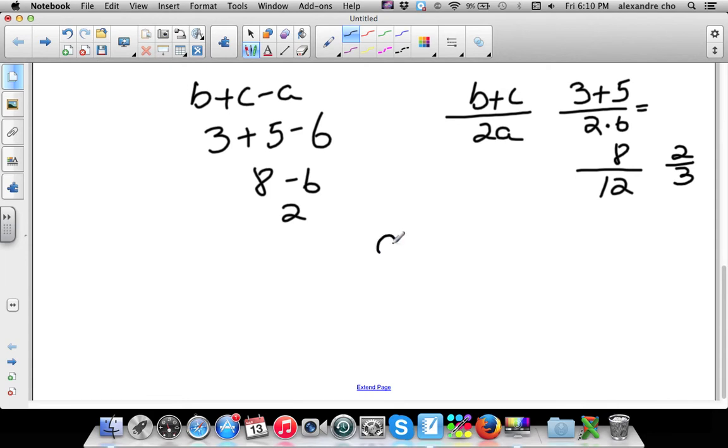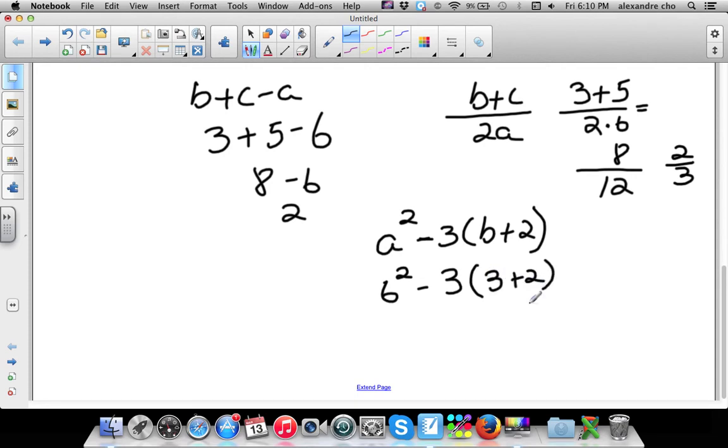Alright, next one. A squared minus 3 times (b plus 2). So let's replace it. A is 6, so it becomes 6 squared minus 3, and inside the parentheses b plus 2, which is 3 plus 2. Okay, order of operations. We're going to do the parentheses here. Let's leave this alone. Minus 3, and inside the parentheses you get 3 plus 2, which is 5. 6 squared is 36, minus 15, and 36 minus 15 is 21. Okay.